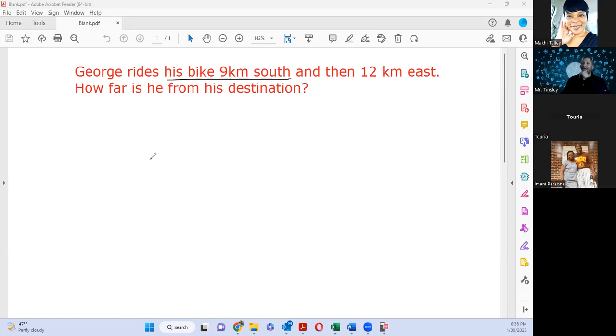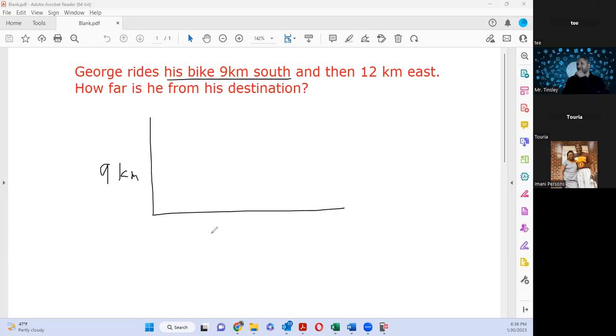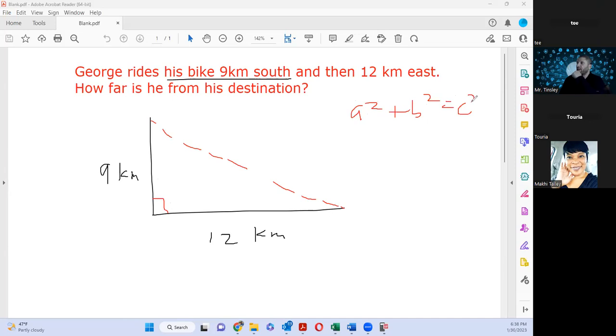He rides his bike 9 kilometers south. Is that up or down? Down. So I went down 9 kilometers. Which way is east, left or right? Right. So we get a right triangle. Now, because you know it's a right triangle and you're missing a leg, what formula are we going to use to solve this problem? A squared plus B squared equals C squared. What theorem is that called? Pythagorean theorem.